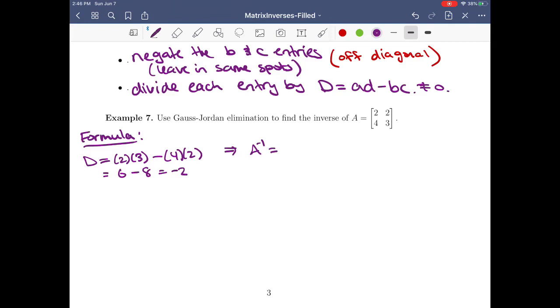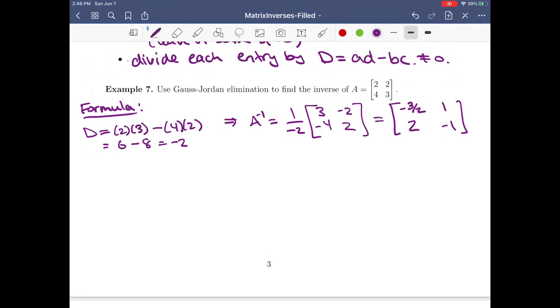So then A inverse is going to be 1 over negative 2. Now I switch these two, so the 3's up here, the 2's down here, and then I just negate the other 2, but they stay in their same spots. Now I want to divide everything by negative 2. So I get negative 3 over 2, 1, 2, and negative 1. So that's my inverse.